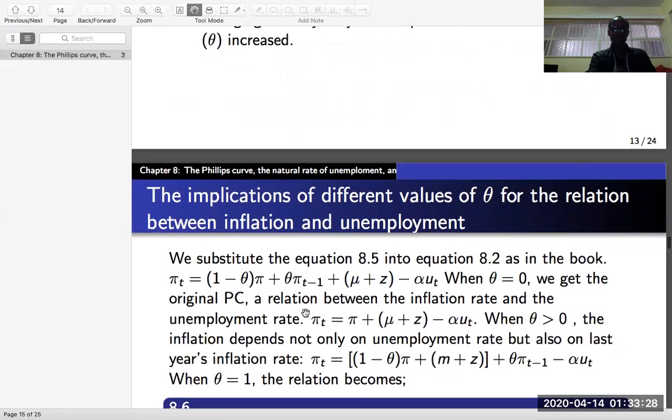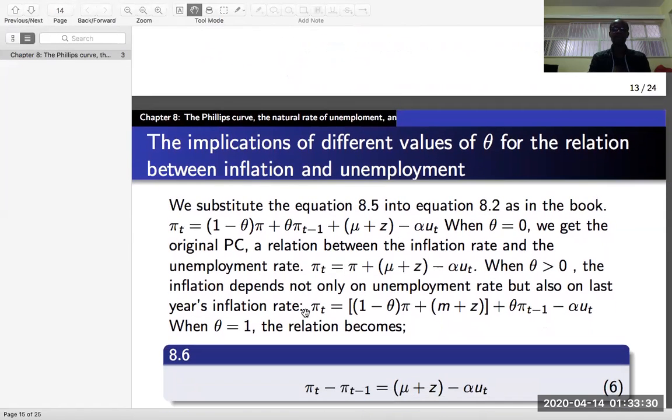We substitute equation 8.5 into equation 8.2 in the book, and then we obtain this relationship. When theta is equal to 0, we get the original Phillips curve. That's purely simple. Then when theta is positive, the inflation depends not only on the unemployment rate, but also on last year's inflation rate.